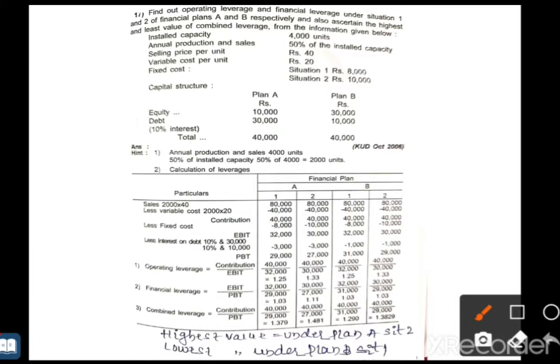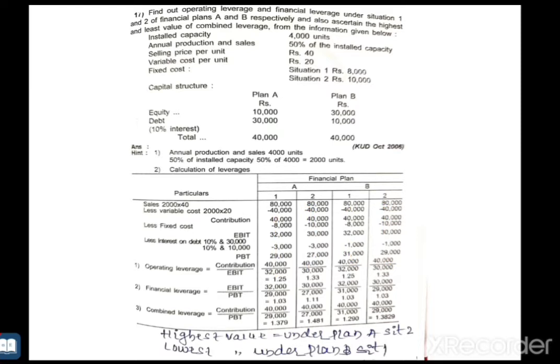Again in each situation, we have to calculate financial leverage. Plan A situation 1, plan A situation 2, plan B situation 1, plan B situation 2, like that. In each situation, whatever the EBIT and whatever the PBT, we have to take it and divide it, and we will get the financial leverage.